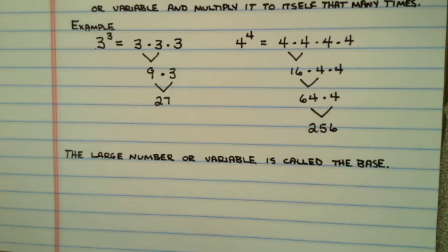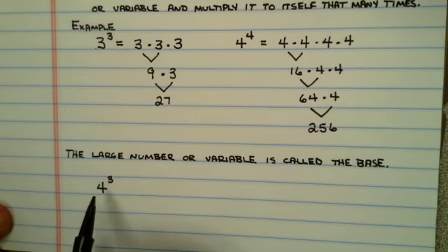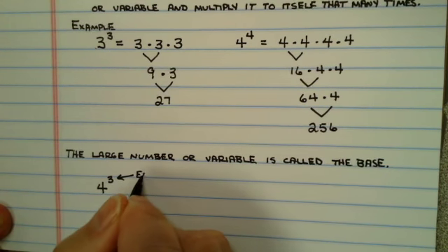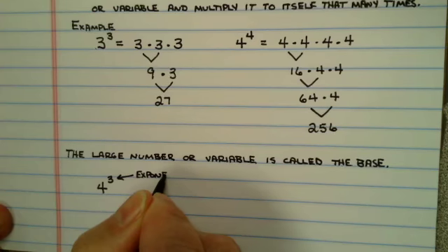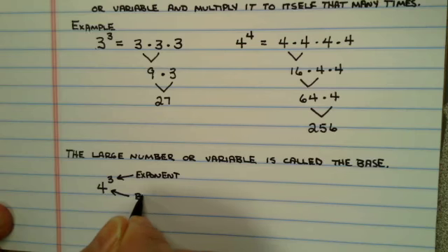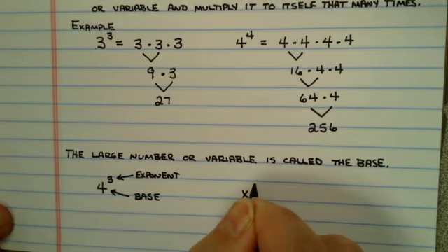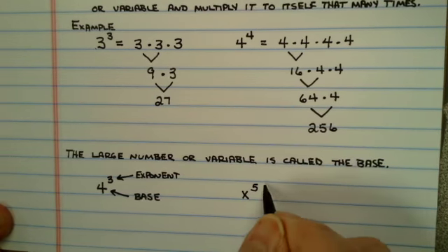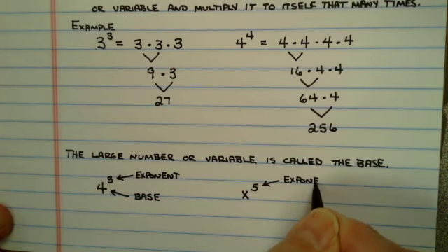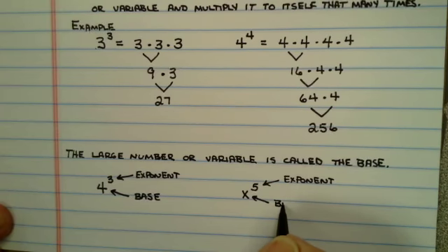Now the large number, or the variable, is called the base. We may need to know that. So if they give you an example like this, 4 to the third power, or 4 cubed, this part right here is my exponent, and this 4 is my base. Another example, x to the fifth power. The 5 is my exponent, and the x is my base.